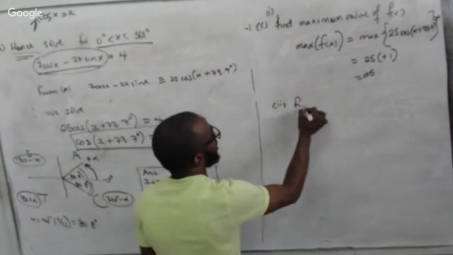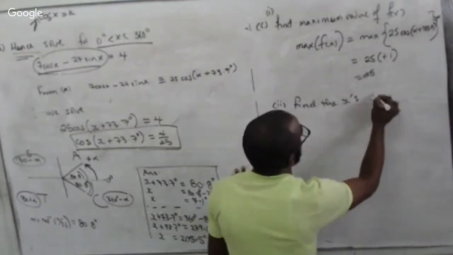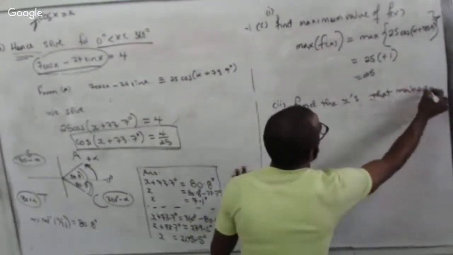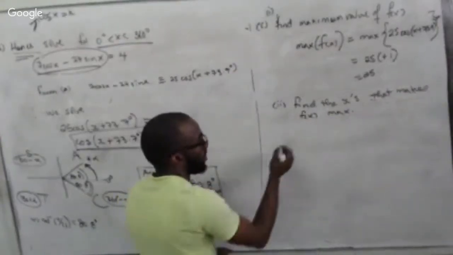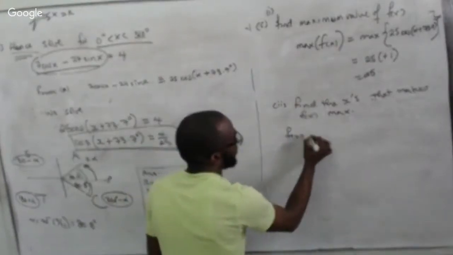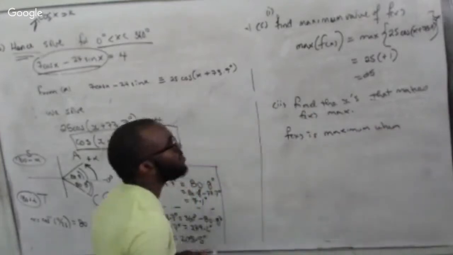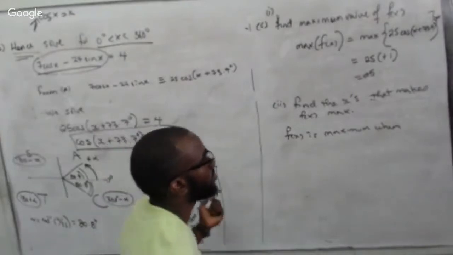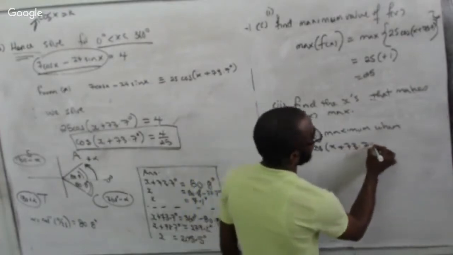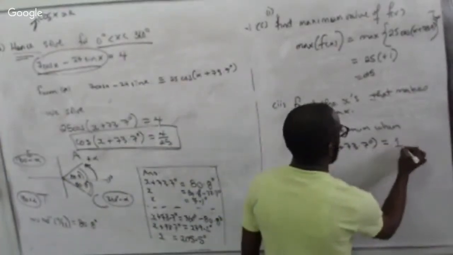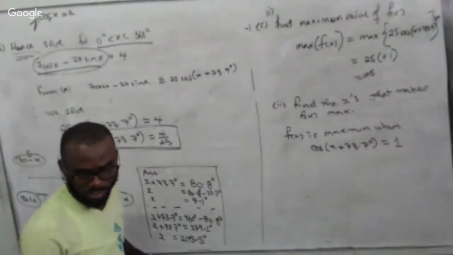Part 2 says find the x's that make f of x max. I will say f of x is maximum when? What made f of x maximum here? Cosine of x plus 73.7 degrees equal to 1. That was what made f of x maximum. Everybody seen that? Not quite?